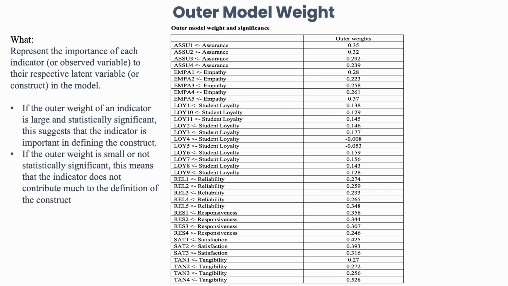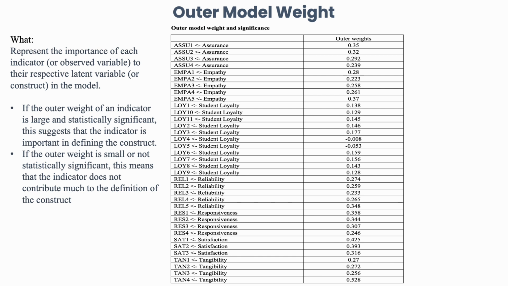In many cases, an indicator might have a small outer weight but could still theoretically be important to the overall construct. Now, looking at the outcome of the analysis for this assignment when it comes to the outer model weight, the results from this table provide information about outer model weight and their significance. For assurance, the outer weight ranges from 0.239 to 0.35, indicating a moderate to relatively strong relationship with its indicators such as ASSU1, ASSU2, ASSU3, and ASSU4. Now, this suggests that these indicators effectively capture the construct of assurance.